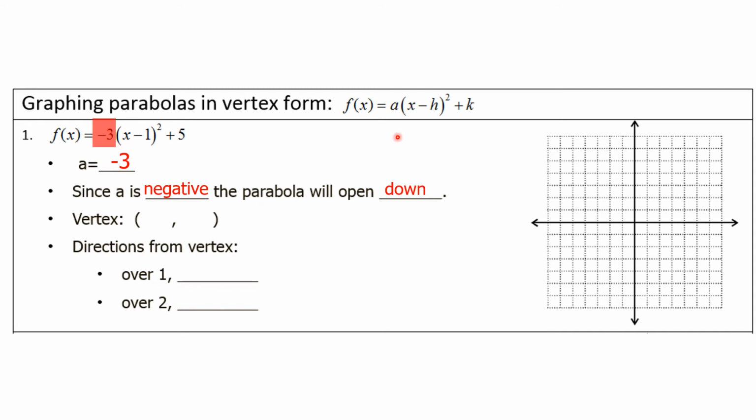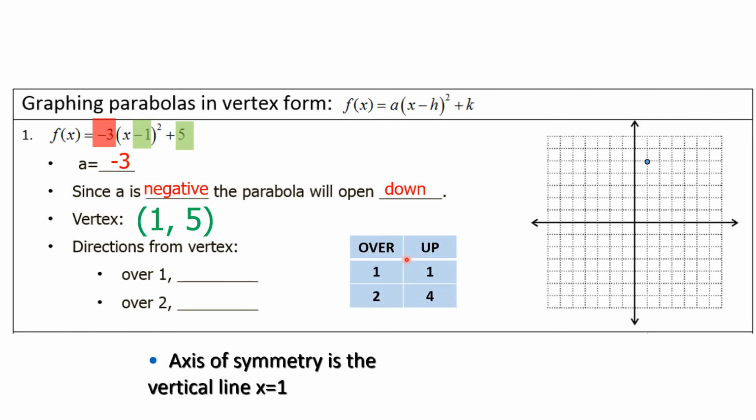What would the vertex be? Well, there's h and k. Opposite. So instead of -1 and 5, it's +1 and 5. Directions from the vertex. Over and up. So we come over here to (1, 5). Okay. And we go over and up, over and up. However, A is -3. So we're going to multiply this by -3. 1 times -3 is equal to -3.